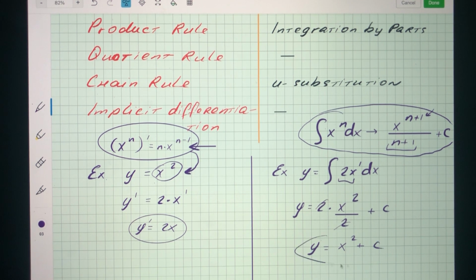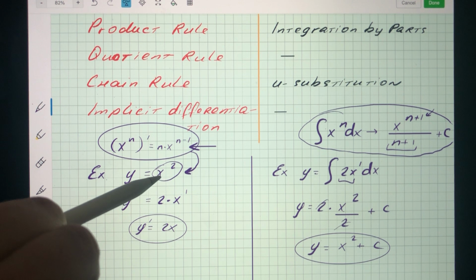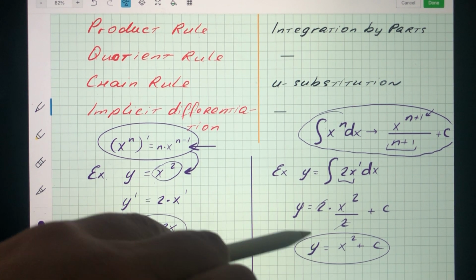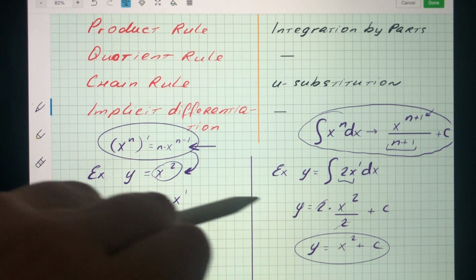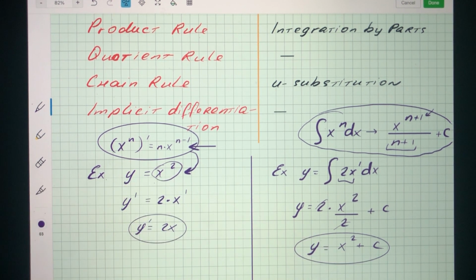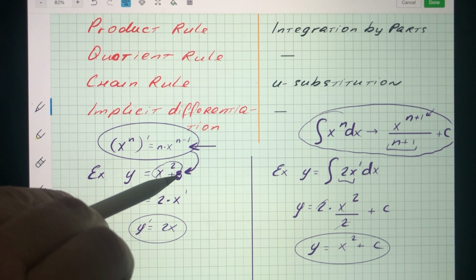Now, why are these different? Why does this have the x squared, and the integral which undoes it gets extra constant? Well, that's because if we had x squared plus, let's say, 3, what is the derivative of x squared plus 3? Well, it's still 2x. What's the derivative of x squared plus 8? Well, it's still 2x because the derivative of a constant is 0.